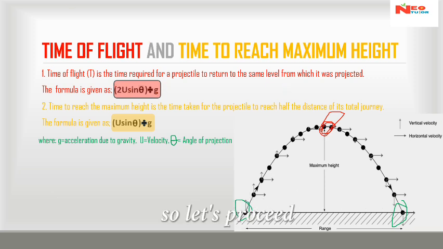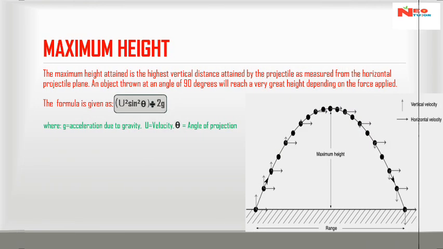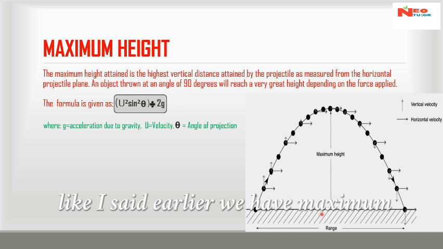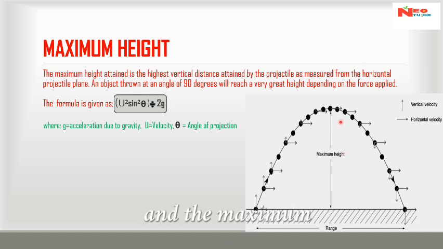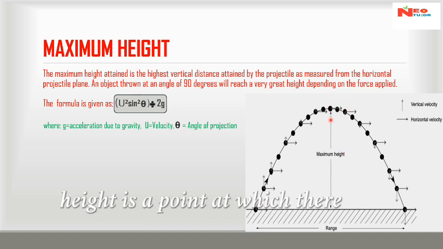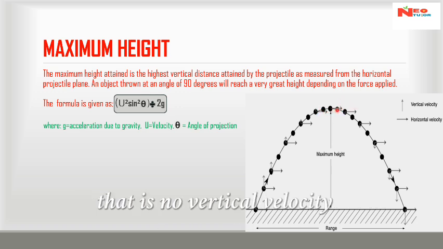So let's proceed. Like I said earlier, we have maximum height. And the maximum height is a point at which there is no vertical motion. That is, no vertical velocity; it is completely at rest.